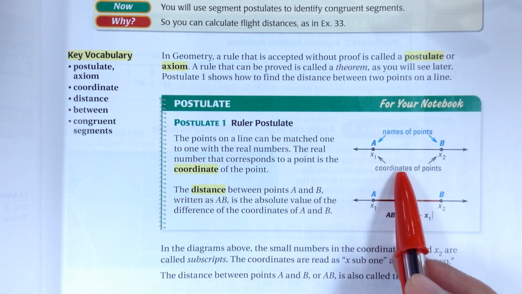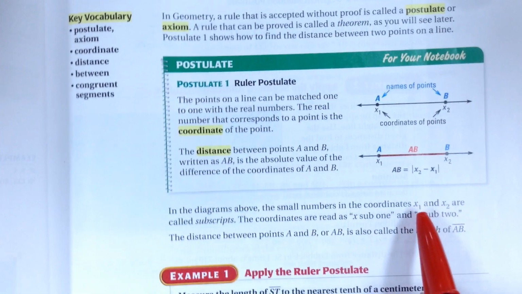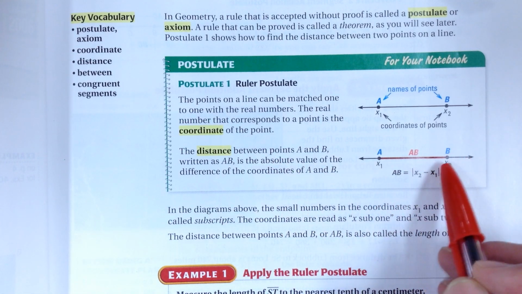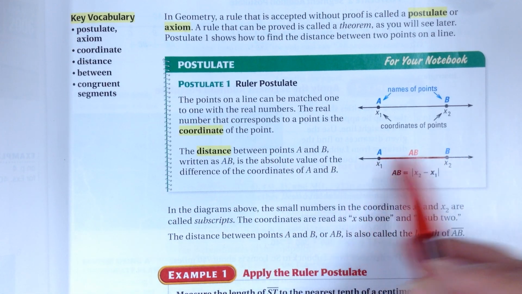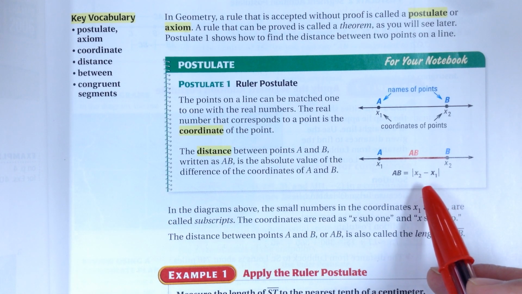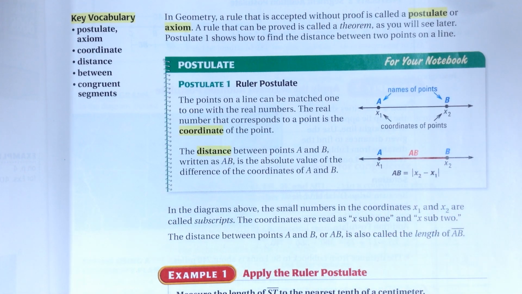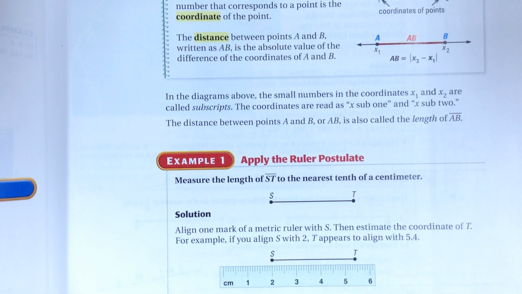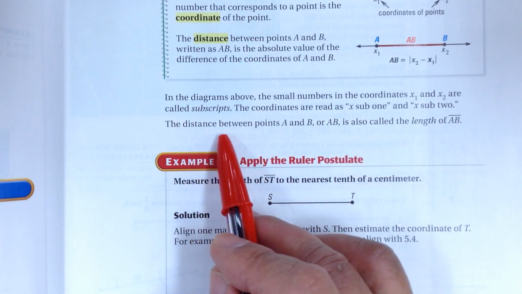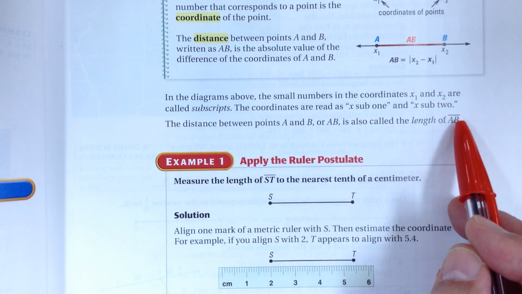So again, the coordinate of a point is a number that is assigned to that point. And the distance between 2 points, you just find the difference between them, and then you take the absolute value. So this distance is the absolute value of the difference between the two coordinates. The distance between point A and B, or AB, is called the length of segment AB.